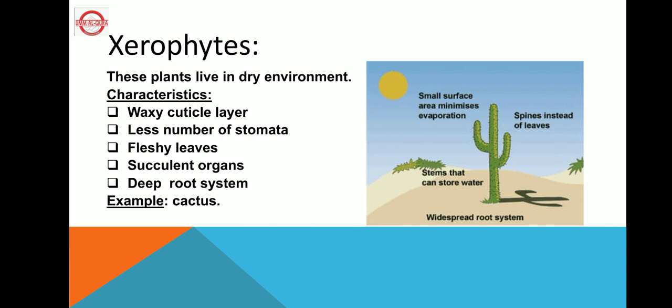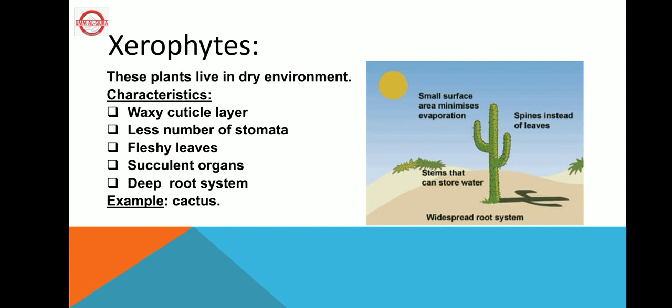These plants have a waxy cuticle layer which prevents transpiration. These plants have a smaller number of stomata so that minimum transpiration occurs in these plants. These plants have fleshy leaves. These plants have a special feature, a special organ, succulent organs.